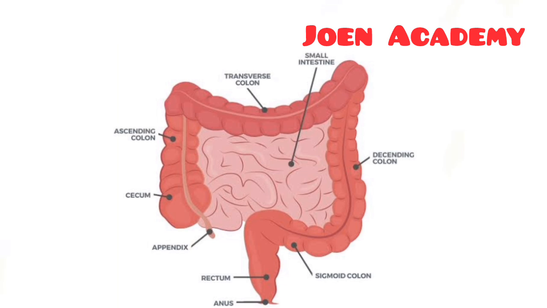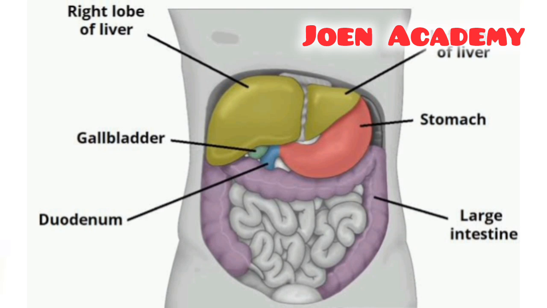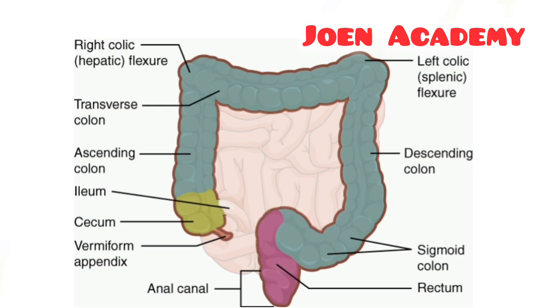From the cecum, the large intestine continues superiorly as the ascending colon. It travels up the right side of the abdominal cavity, from the right iliac fossa to the undersurface of the right lobe of the liver. Here it makes a sharp turn to the left, forming the right colic flexure, also known as the hepatic flexure.